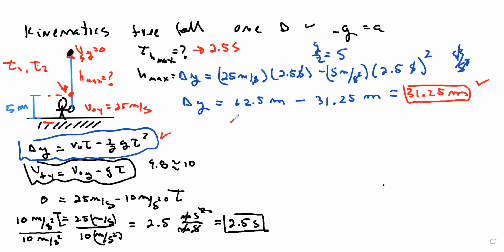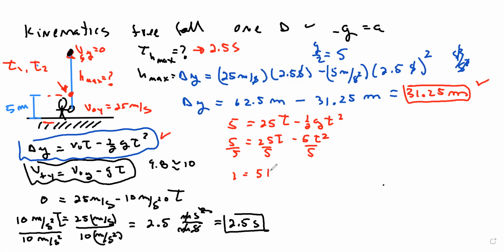So let's do that. We can use this equation again. It's going to be 5, it's going to be V0, which is 25, t, minus 1/2 of g t squared. So this is going to be 5 equal to 25t, and g divided by 2 is going to be 5, t squared. And we can divide by 5, divide by 5, and divide by 5. So we get 1 is equal to 5t minus t squared.